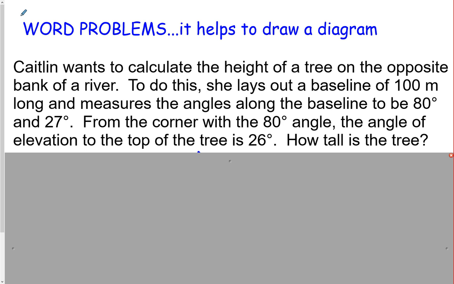And then from the corner with an 80-degree angle, now we're going up an angle of elevation to the top of the tree of 26 degrees. I'd like you to just try and sketch this out. It's tricky. Give it a try. You got 63 seconds. Go for it.